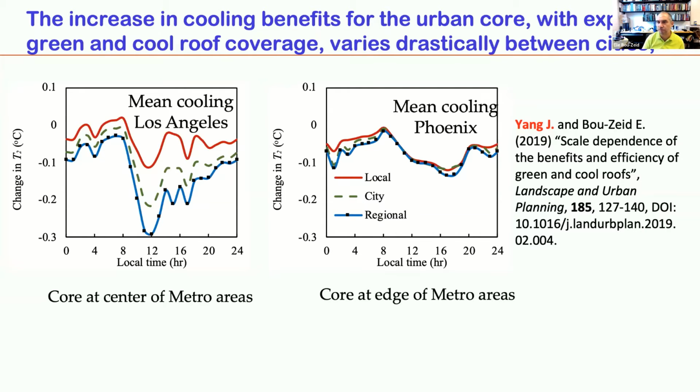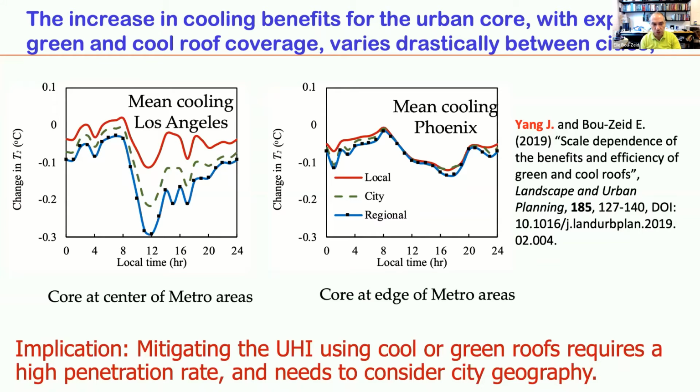The air could come from the rest of the city on many occasions. And so if you cool the rest of the city, you're cooling the areas downwind, so you don't get the same benefits. So the conclusion is that mitigating UHI using cool or green roofs requires a high penetration rate, and you need to consider the geography, or the where, in your city.